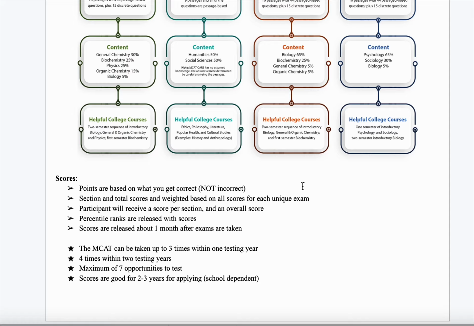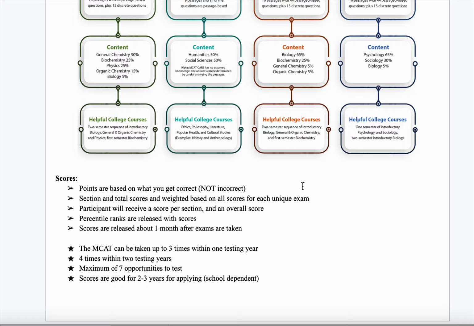Your score is broken into the 4 sections that I talked about before, and then it is also combined into a total score for the whole exam. Your practice exams, these scores will not be weighted just because they're old exams if you take them from the AAMC. Your real exam testing day, it'll take about a month to get your score back, and it will be based on the scores of everyone else who took that same exact exam.